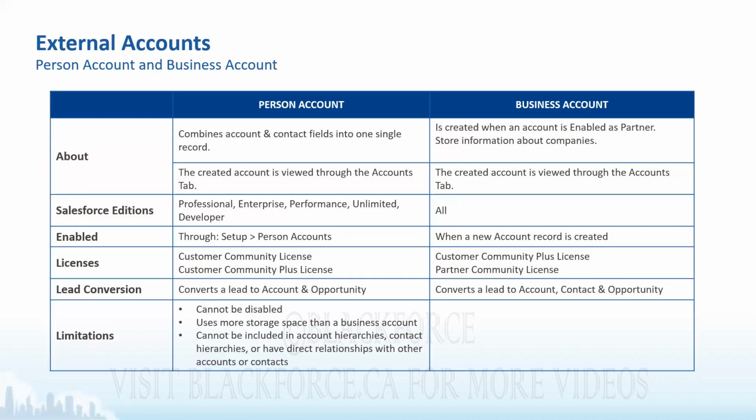The implication is that instead of just having a contact record, it creates an account record and merges it. So that means you're using more account records than you should. Then person account cannot be included in account hierarchies, contact hierarchies, or have direct relationships with other accounts or contacts.